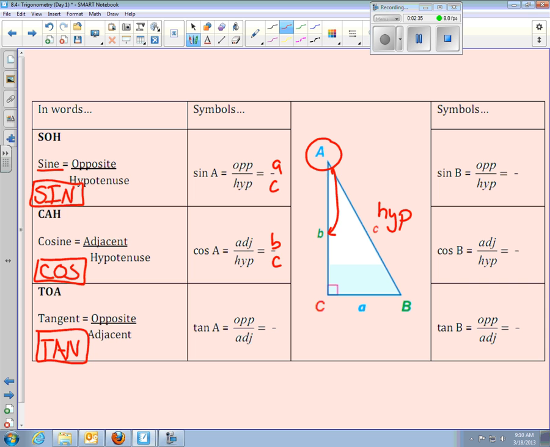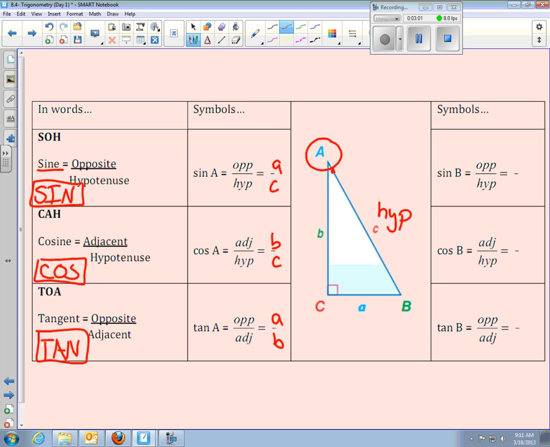Then the last one is going to be tangent, and that's our TAN button on our calculator. And this one is going to reference our adjacent and our opposite sides. So in tangent, it's opposite over adjacent. In relationship to A, we know our opposite is side A, and our adjacent is side B. Those ratios can be represented as fractions or as decimals. So depending on what's being asked for, make sure you're giving the correct answer for that.